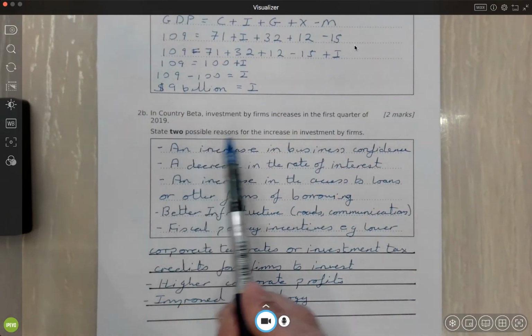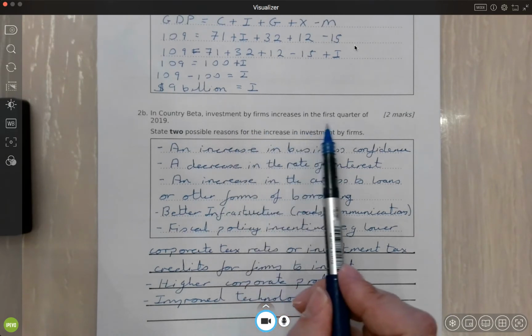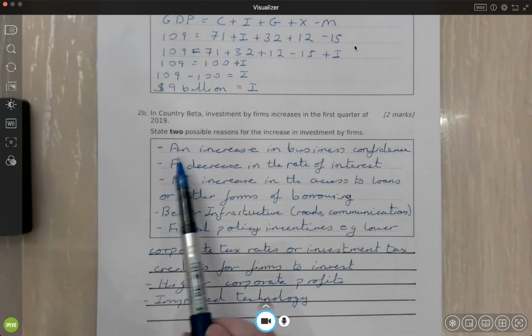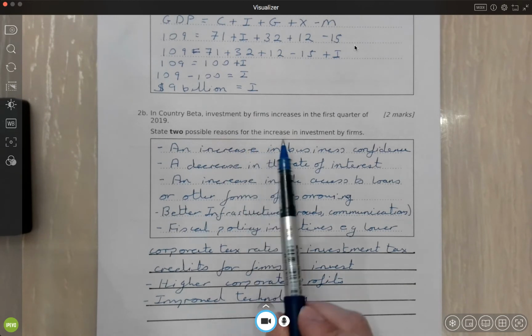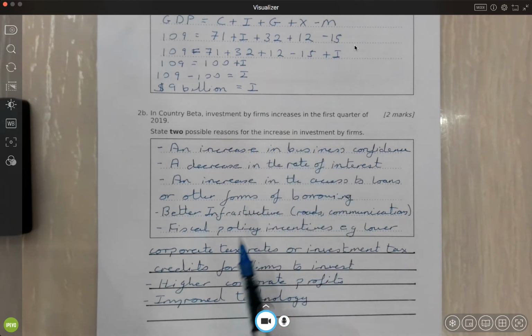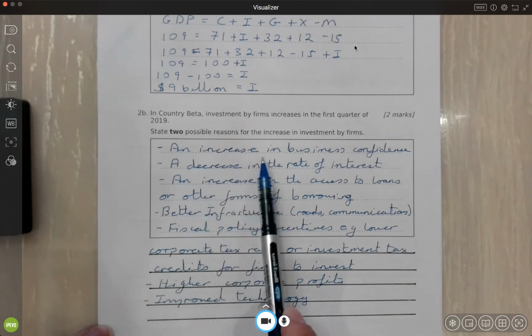Okay, in country beta, investment by firms increases in the first quarter of 2019. State two possible reasons for the increase in investment by firms. Okay, well, I've listed them all. You only need to list two. Okay, an increase in business confidence.